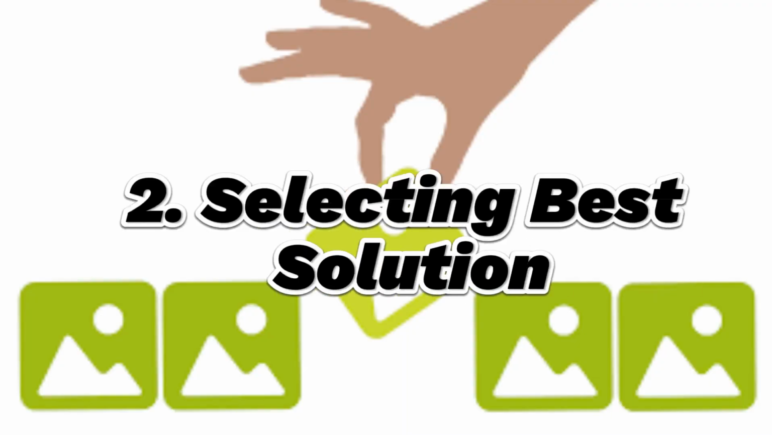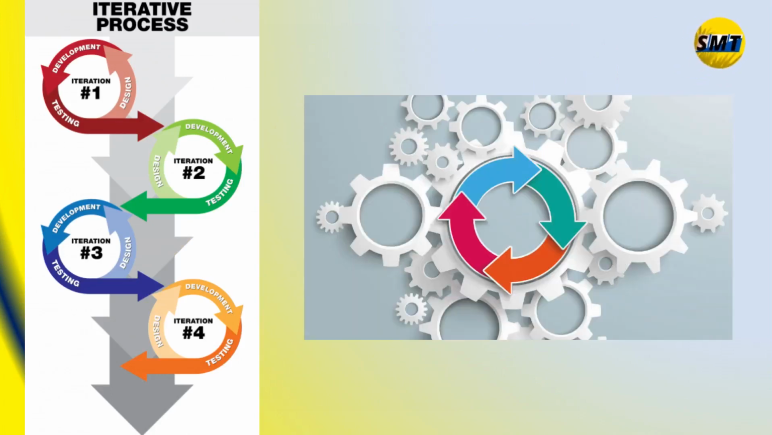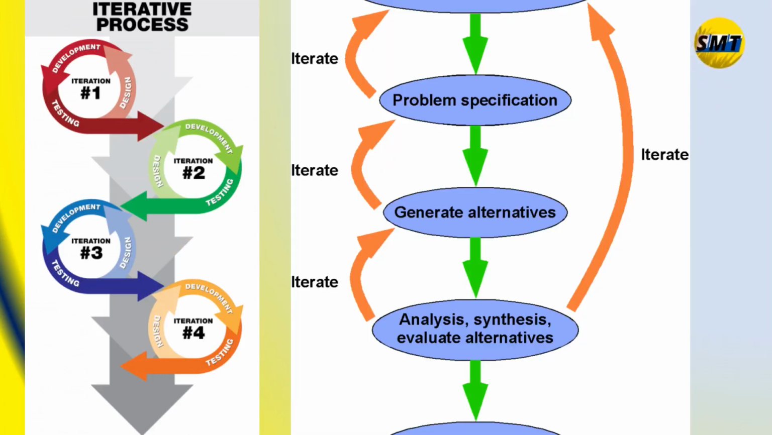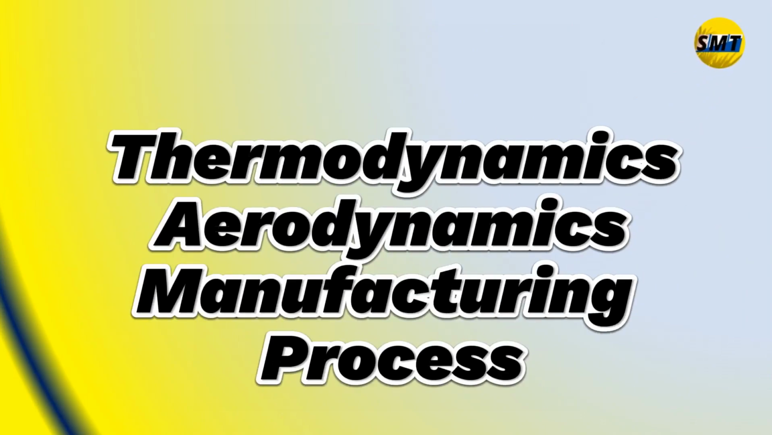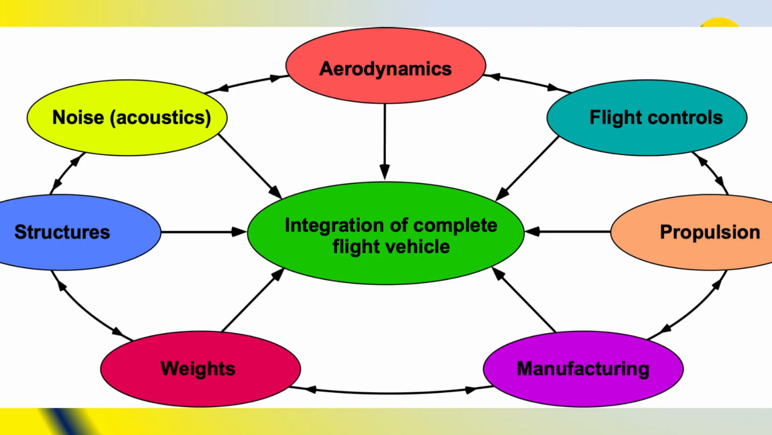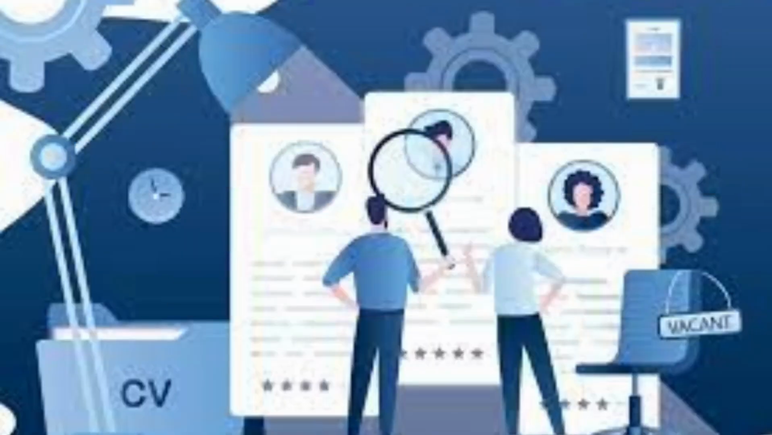Selecting the best solution from many possibilities. Designing a gas turbine engine requires careful consideration and systematic methods to identify the best solutions. Iterative process requiring revisiting earlier steps. It is an iterative process, often requiring revisiting earlier steps when assumptions prove to be invalid. Interwoven technical specialties, such as thermodynamics, aerodynamics, and manufacturing processes, are interwoven in the design. Active participation and disciplined communication. Effective communication and collaboration among all involved parties are crucial for finding optimal solutions and avoiding conflicts.